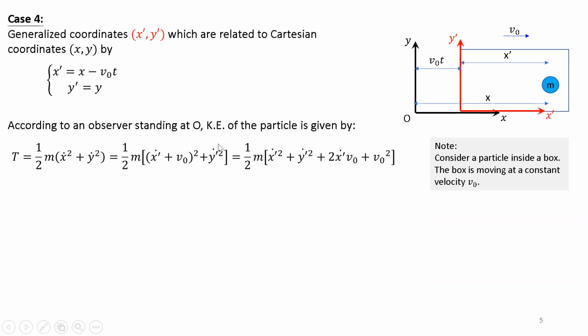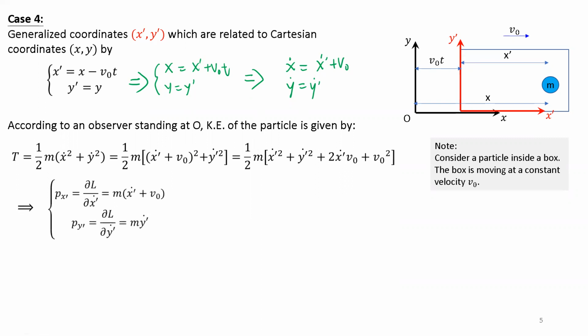Because from here we have x equals x prime plus v naught t, and y equals y prime. That means x dot equals x prime dot plus v naught, and y dot is just y prime dot. That's why this x dot term becomes this term, and this y dot term becomes this term. Now if you just expand the terms out, then this is what you have.